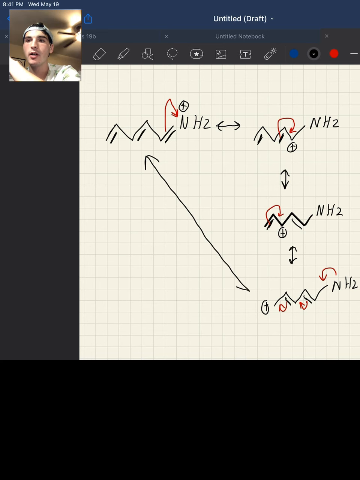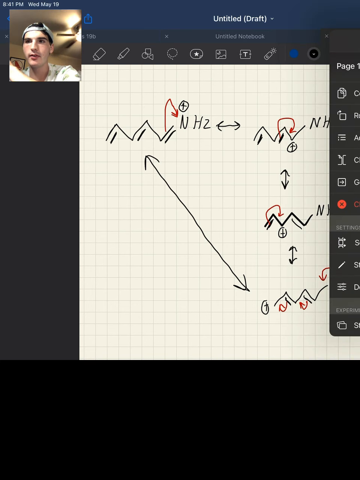Not supposed to be hard. This is the simplest stuff you're going to learn in orgo. And there you go. That's how you resonate stuff.